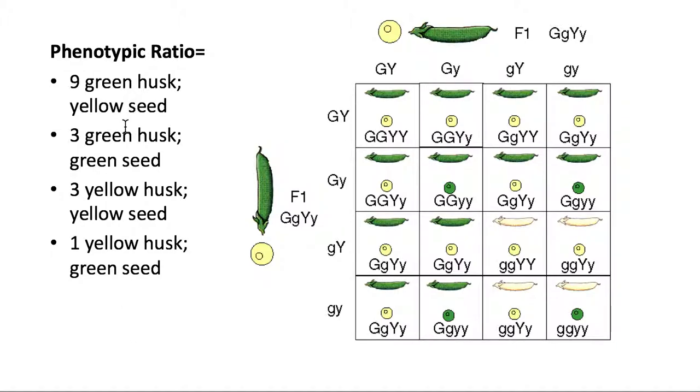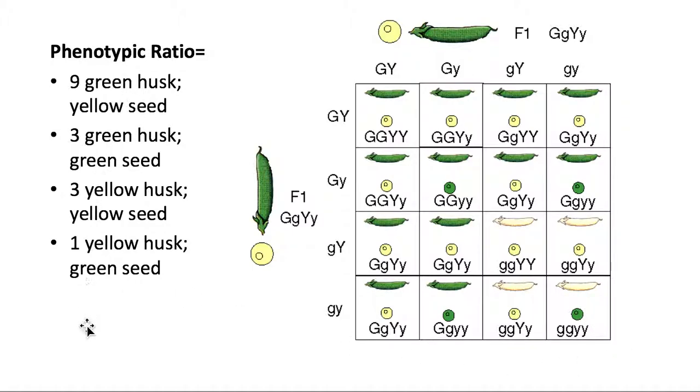There were 3 that were green on the outside, green on the inside. There were 3 of those. 3 yellow on the outside, yellow on the inside. And then there was 1 that was double recessive. So recessive for the outside, recessive for the inside. And that's this one, yellow pod color, which is recessive, and green on the inside.